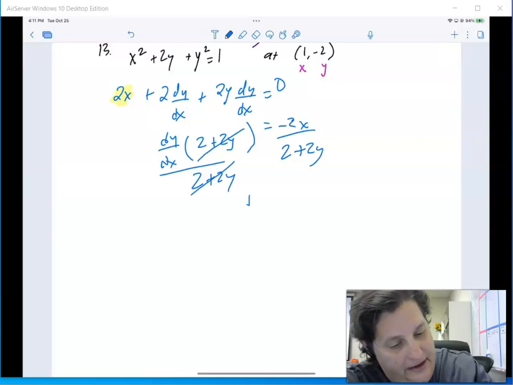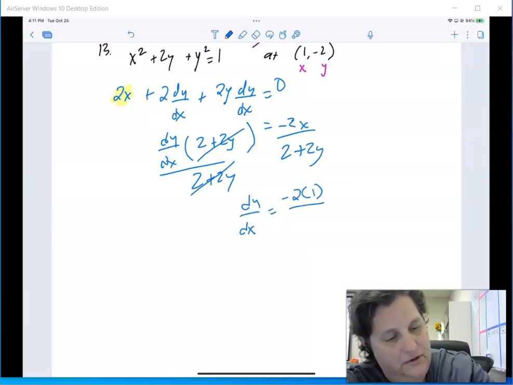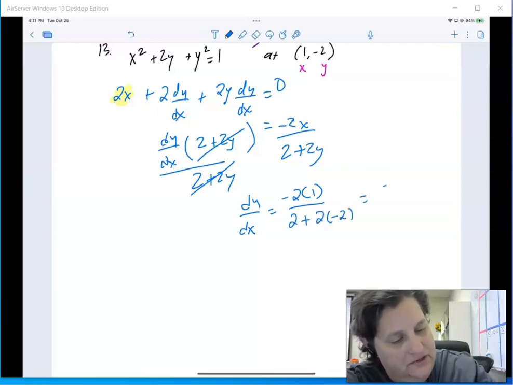So here's what I get. dy dx is negative 2, and then x is 1, and then 2 plus 2 times negative 2. So it's negative 2 over 2 minus 4.